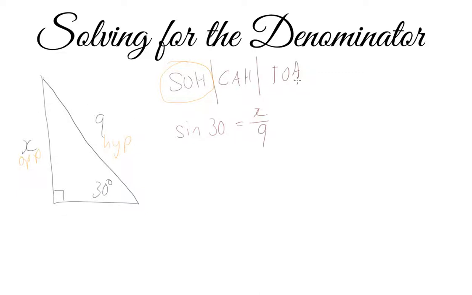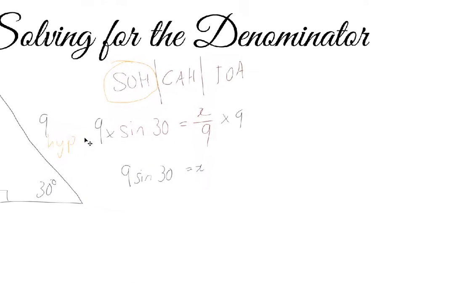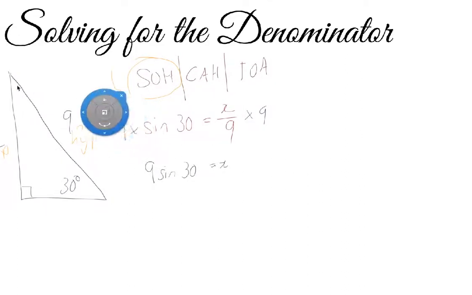Okay, from there what we did, multiplied by 9 to get us that 9 sine 30 equals x. And that's when the calculator just got us a value. Today, what's going to be different is, if I look at this line here, it came as sine 30 equals x on 9.